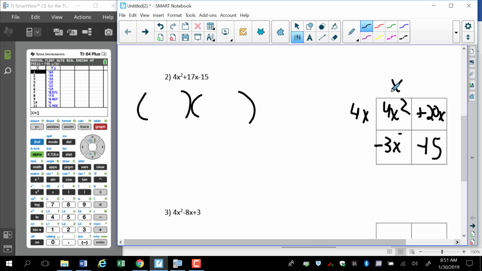And now we can use this. This x times what is negative 3x? It's going to be a minus 3. Negative 3 times 5 is negative 15. And now we have the two pieces that we need, the 4x minus 3 and the x plus 5.